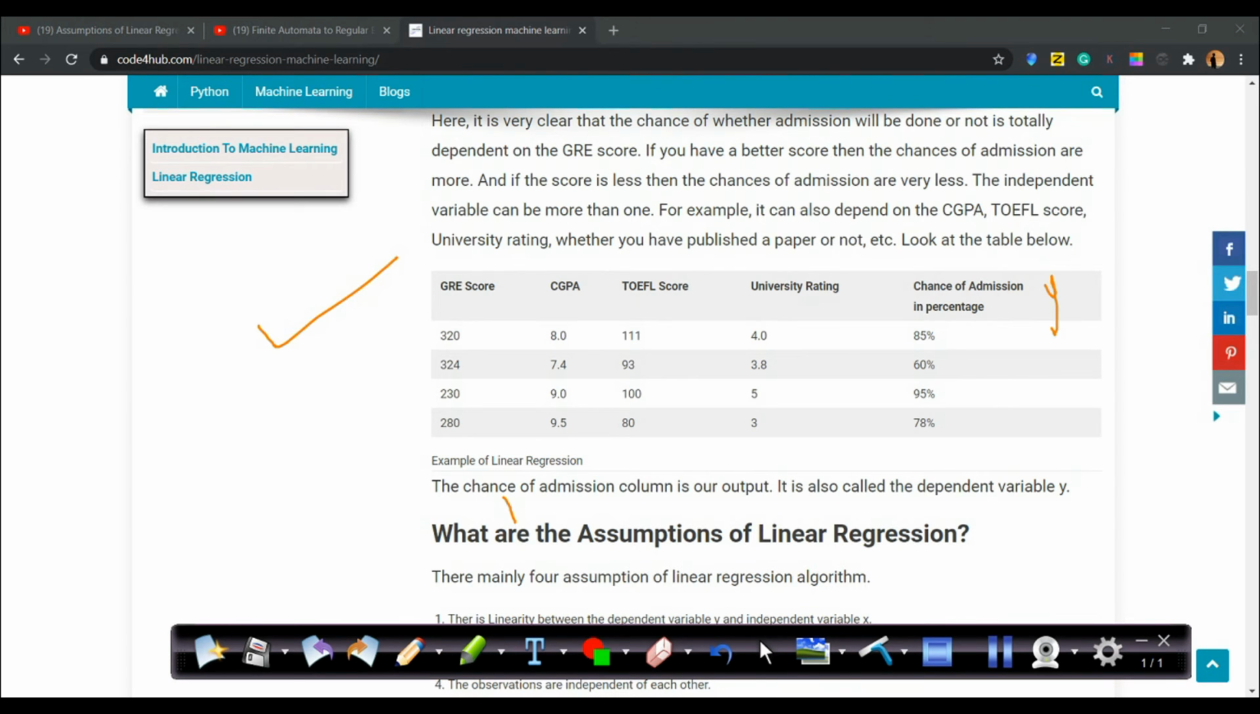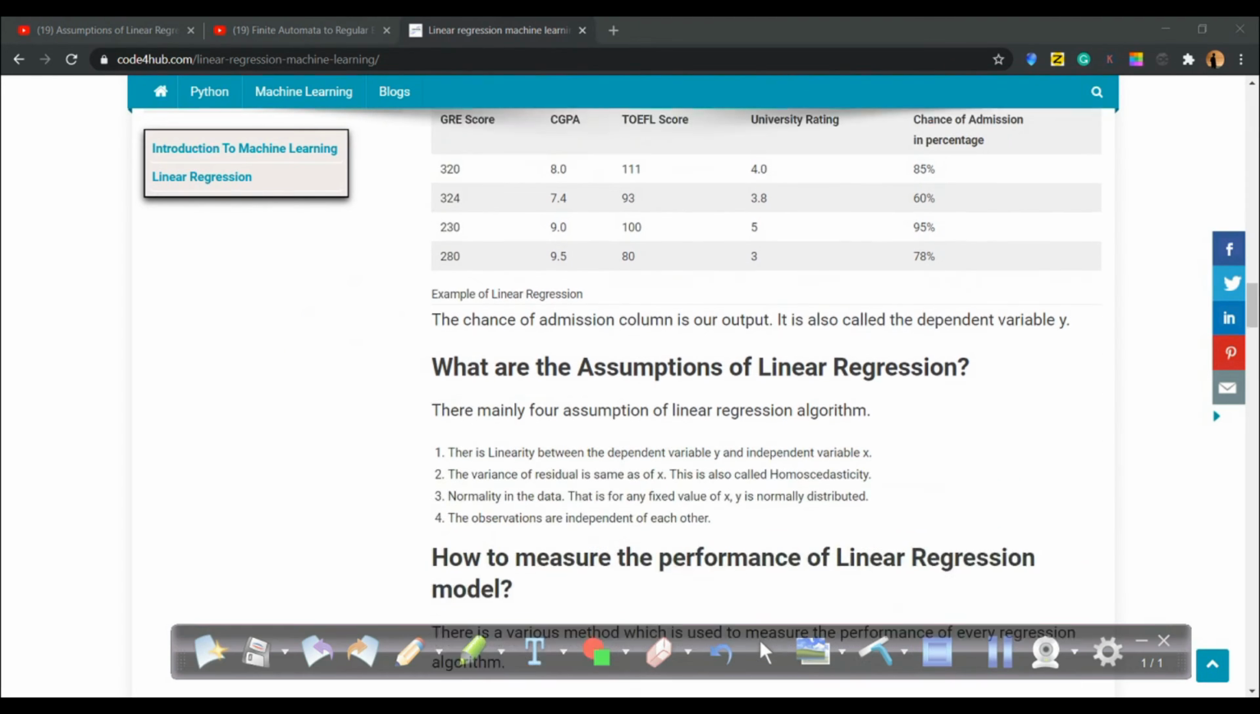So this is our y, and these are x1, x2, x3, and x4. Whether we will get admission or not depends on the GRE score, whether you have a good GRE score or not, your CGPA, TOEFL score, and your university rating. So by using all these variables, our model is predicting the final result, that is, the chances of your admission. So this was the example for linear regression.